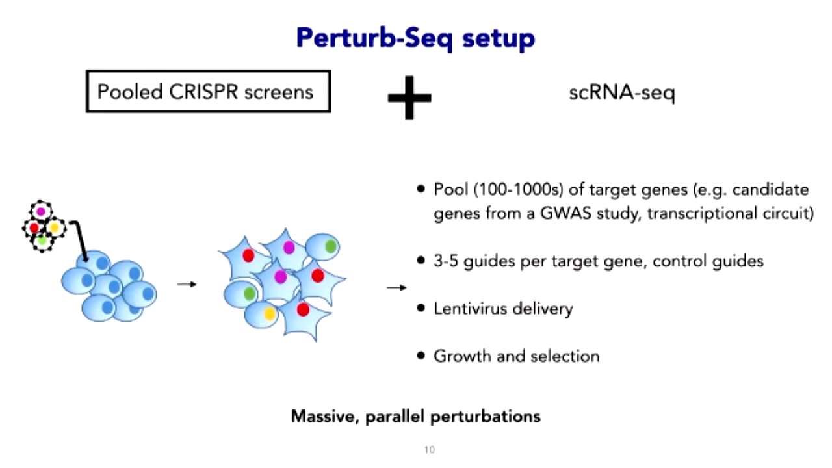For each of these target genes, usually we design 3 to 5 guides. In addition to the guides for the target genes, we also have control guides because we want to know what the perturbation did to the cells that we're studying in reference to a cell that did not get the perturbation. We need a system of delivery, usually a lentiviral vector. And finally, we want to grow the cells that have been transfected with a perturbation and then select them. So this covers the massive parallel perturbation part of it.